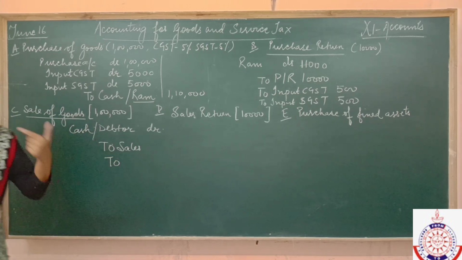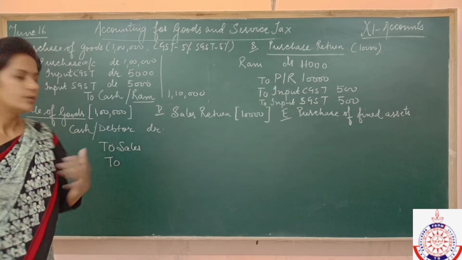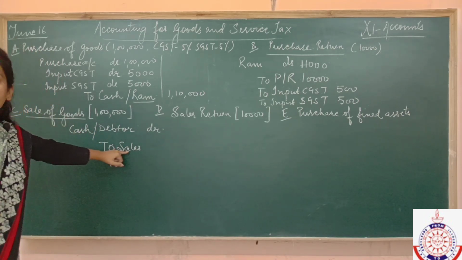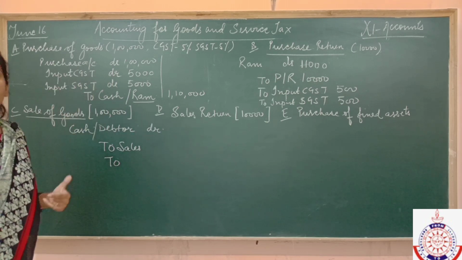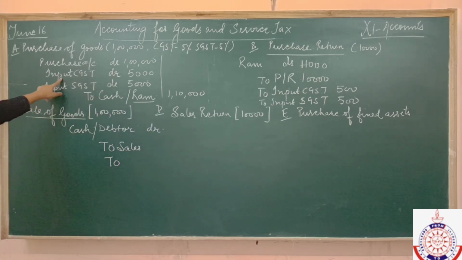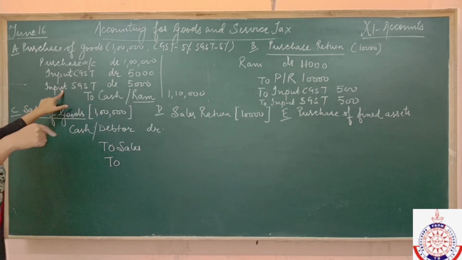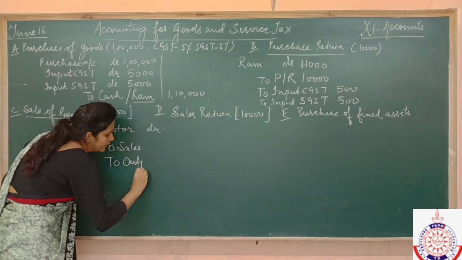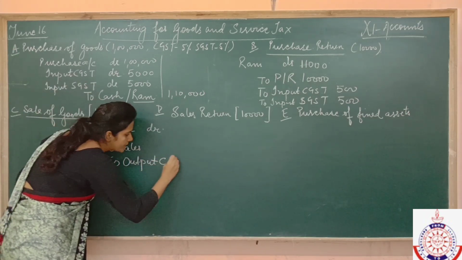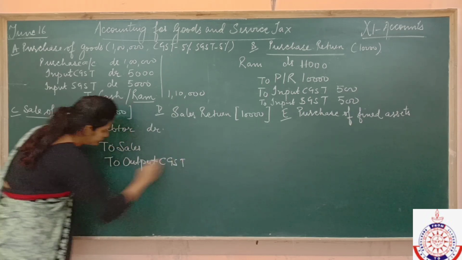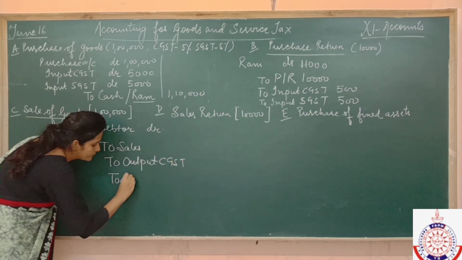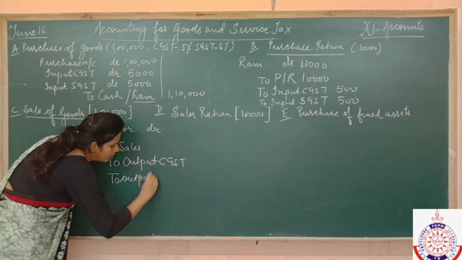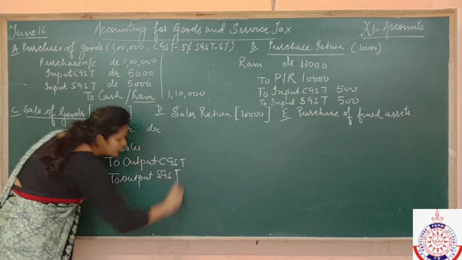Now whenever we collect the GST, when we sell the goods, we don't use the word input here, we use the word output. So I will write here to output CGST, to output SGST.